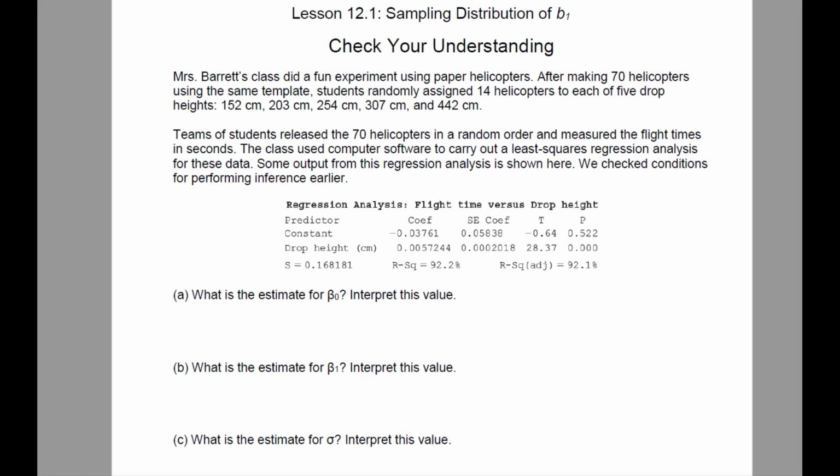Alright, so we're going to go over the check understandings for 12.1. And we're going to go to explaining what this computer table really plays out to be and how that is read. That's very important. It's really nice when they give you this table because it gives you a lot of information.